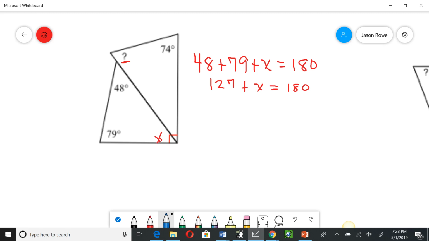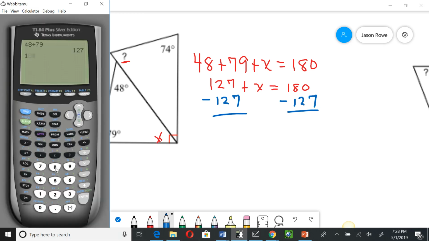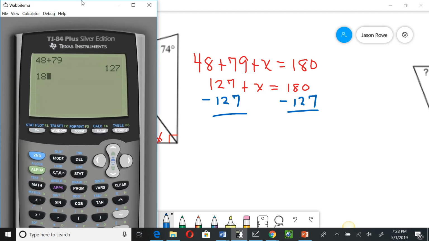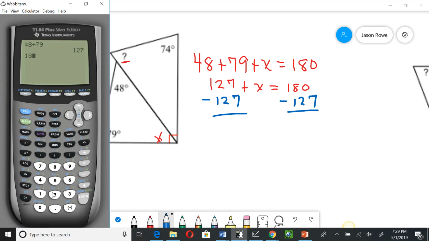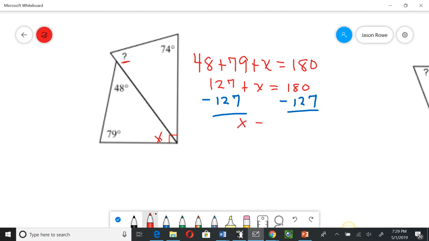And then we're going to do a one-step equation here to solve for X. So that's subtract 127 from each side. And 180 minus 127, again, pull out your calculator. Don't be afraid to use it. You're allowed to. So 180 minus 127 is 53 degrees. So X is 53 degrees. So this angle right here, we now know is 53.